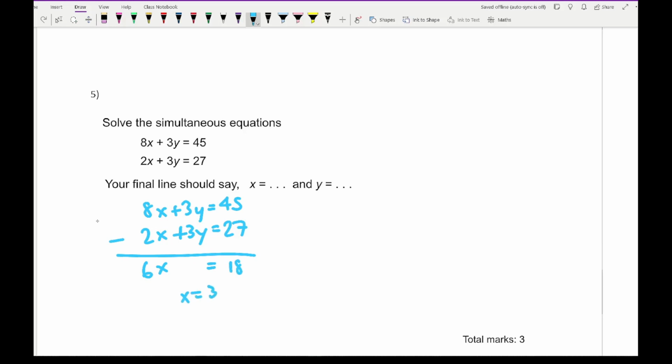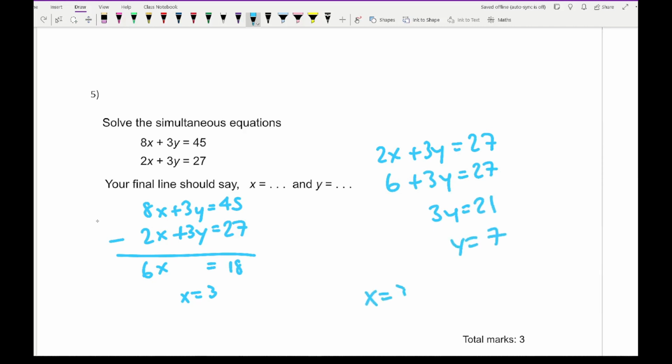And then to substitute it into one of the equations, so using 2x plus 3y equals 27. Well, if x equals 3, this is going to be 6 plus 3y equals 27. So 3y equals 21. So y equals 7. So my final answer is x equals 3, y equals 7.